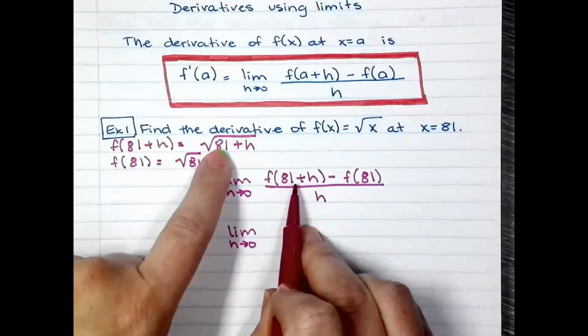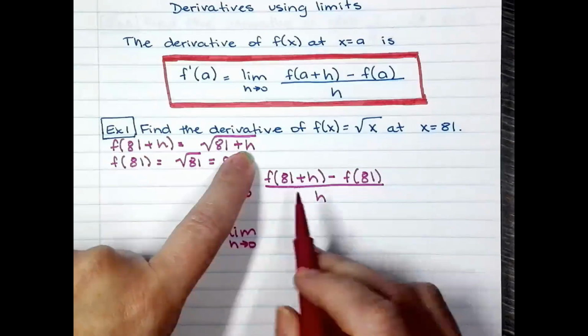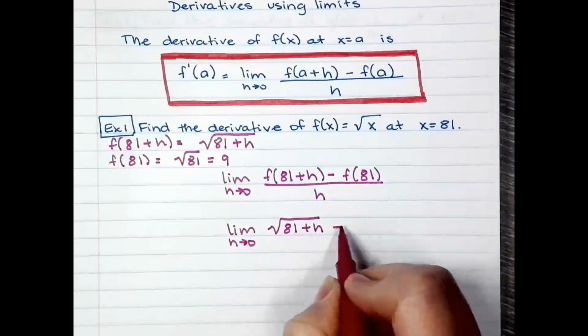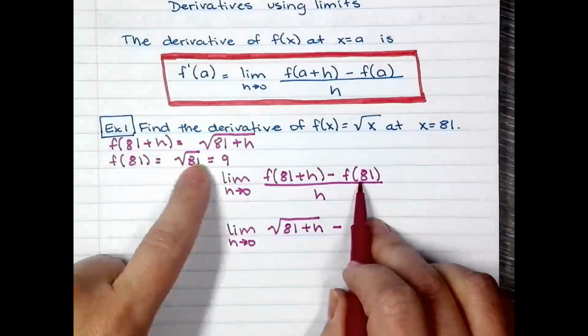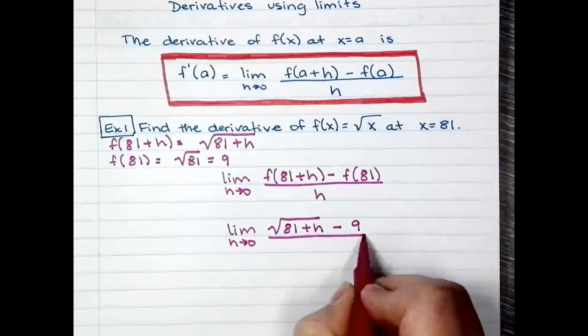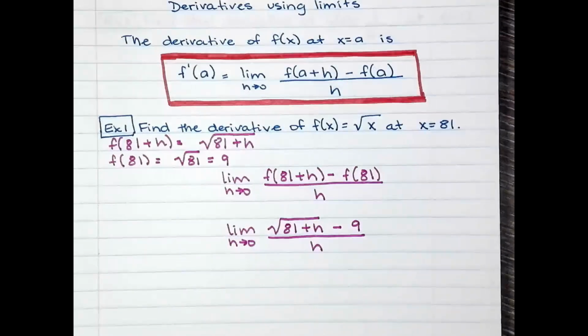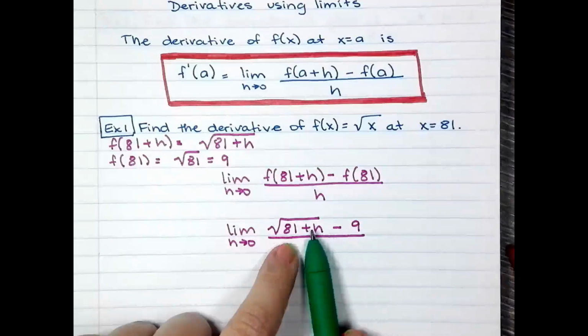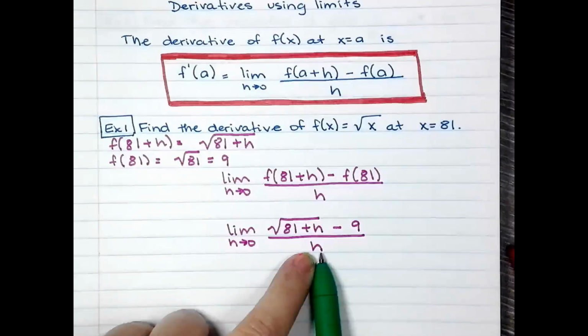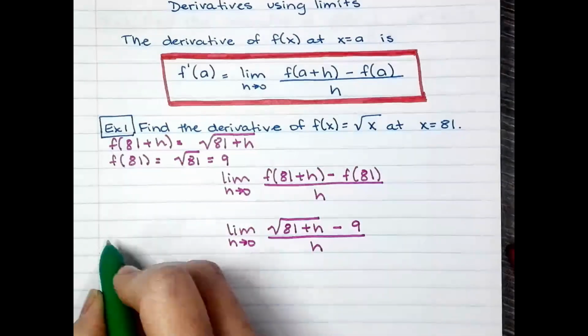So right here I have square root of 81 plus h minus f of 81 is 9. Everything over h. Now, when we were solving limits, when we spent the whole semester solving and working with limits, when you had something like this, you can't just simply plug in 0 for h because you can't divide by 0. So at this point, you need to rationalize the numerator.